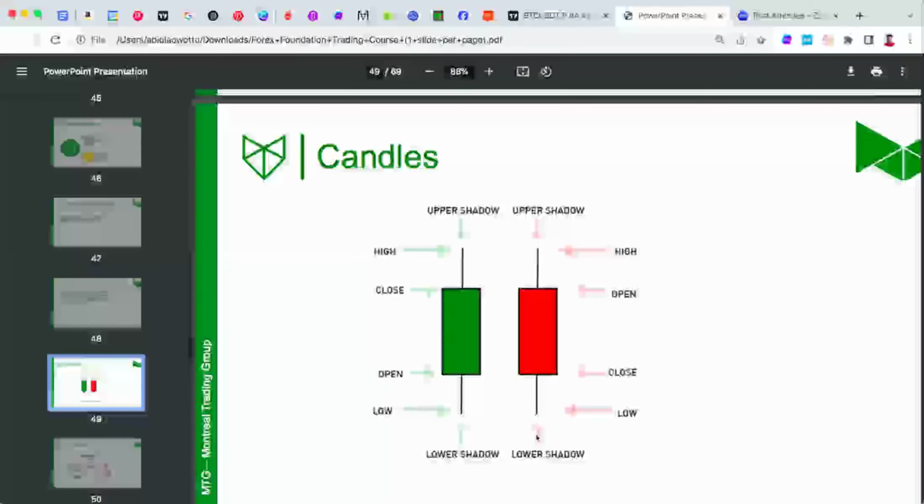So here will be our lower shadow for the bearish candle. Here will be our low. Here will be the tip, which is the lower shadow, and here will be our close, and here our open, and here the high of the candle, and this tip here will be the shadow. If there's any question regarding this, you can ask so that I can expatiate more on it.